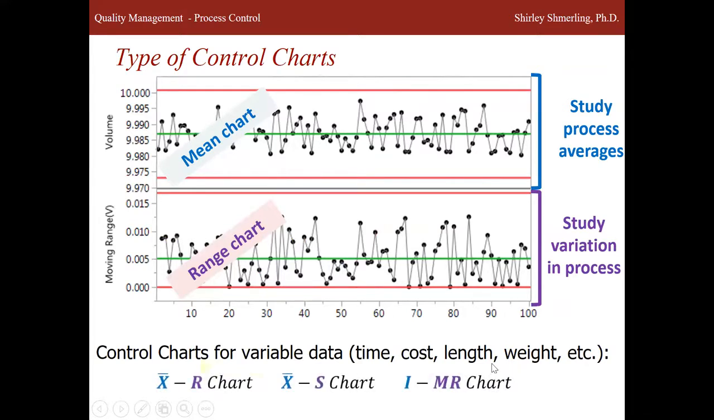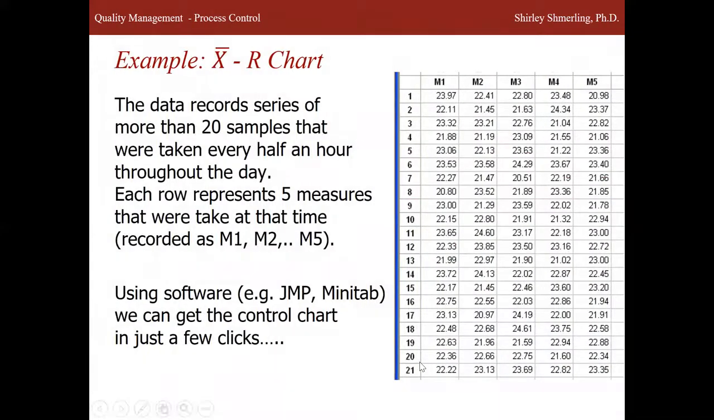There are three types of variable control charts which differ by the way variation in the process is evaluated. We will use the X-bar R chart to demonstrate how control charts are constructed and used. Let's assume that every half an hour, we sample the sugar content of the sauce that is produced on a particular machine, and that every time we take 5 samples. So again, every half an hour, we take a sample of 5 jars of the sauce that we're producing.